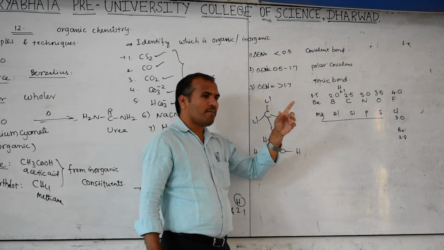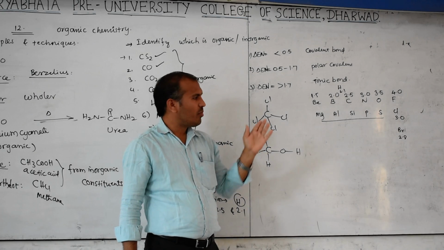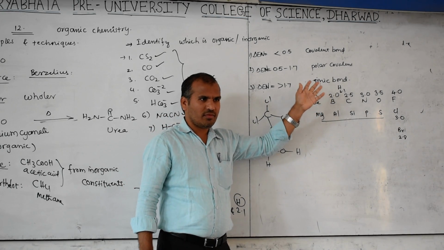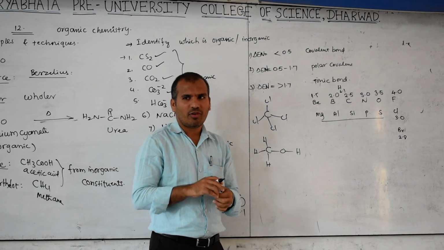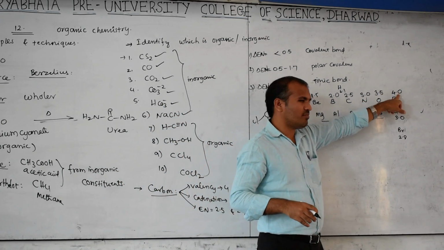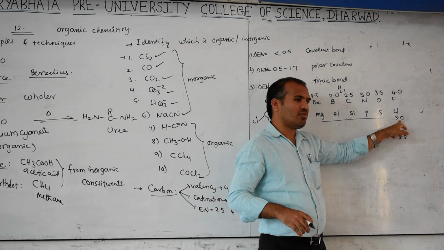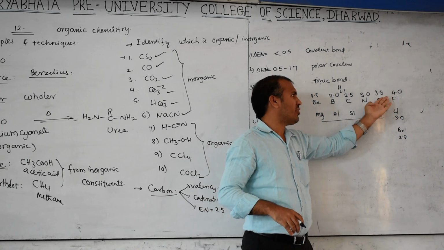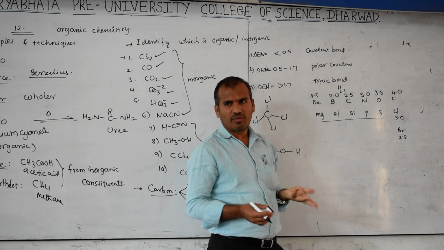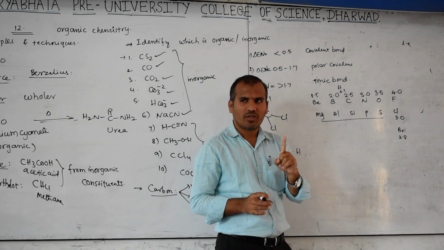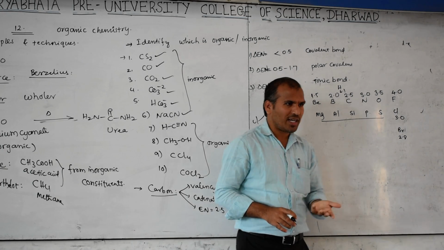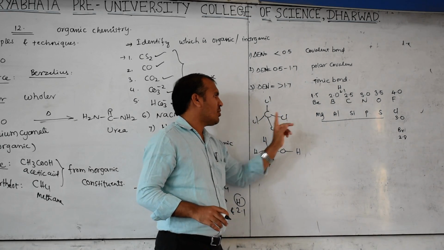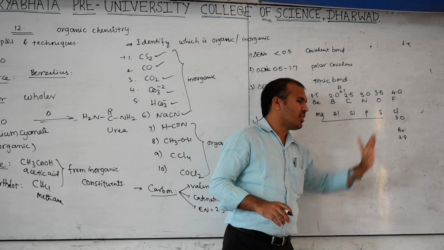I don't want you to remember all these values. If you see them one or two times, they automatically fix in your mind. At least remember this one, because if you remember this one, the rest is 0.5 back. Enough, there is no need to remember more. And chlorine compulsory, because these are involved more in organic chemistry. Carbon 2.5, chlorine 3.